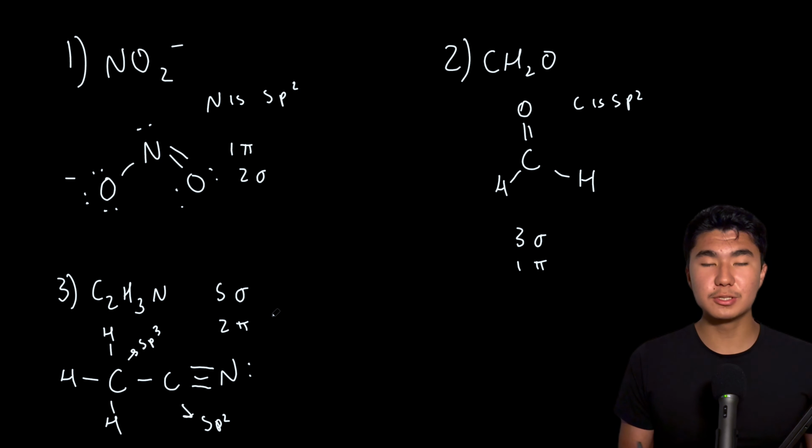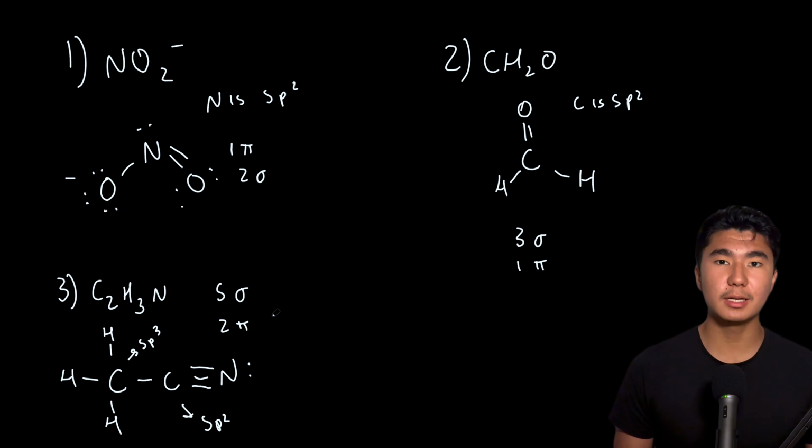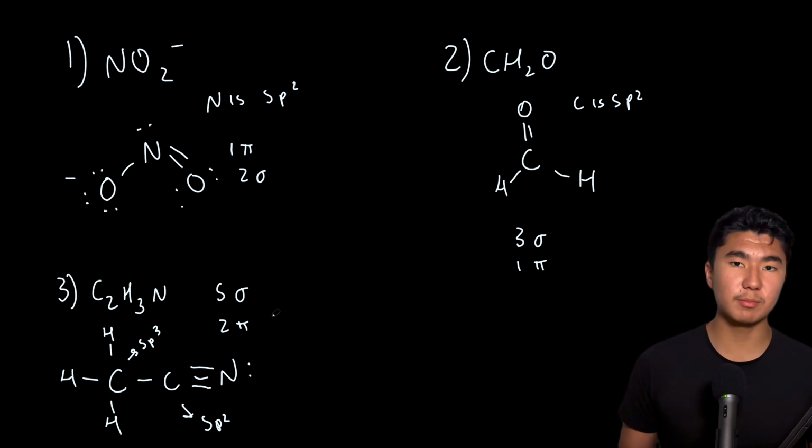So those are the answers to those 3 practice questions, and hopefully this entire video helped you guys understand how to identify hybridization, sigma bonds, and pi bonds.